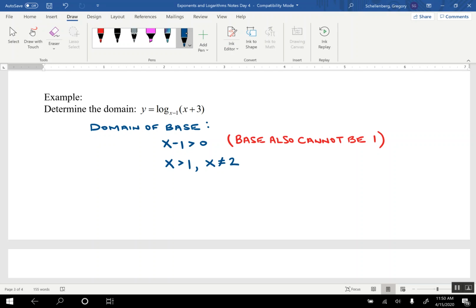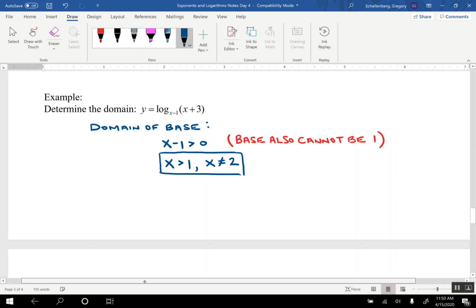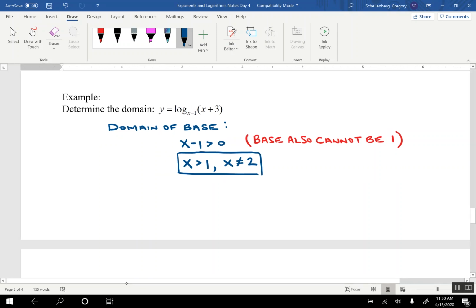Okay, so I'll just put a little box around this so that we're not getting confused. So this is the domain of the base. We also have to look at the domain of the argument. And then finally, we're going to look at what do the two have in common? What values of x are shared by both?